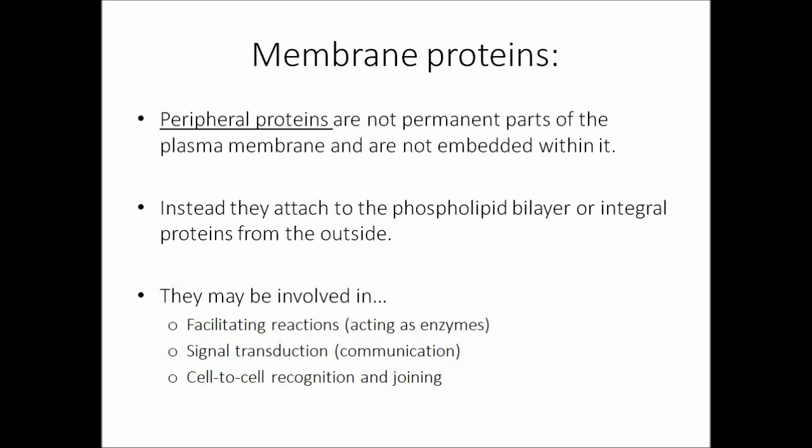Moving on to our next family of membrane-bound proteins, we've got these things that we can call peripheral proteins. And peripheral proteins, as opposed to our integral proteins, aren't actually permanent members of the plasma membrane, and they're not exactly embedded within it. So what we mean by that is they are actually external to the membrane itself, but they attach to other parts of the membrane bilayer, and we'll see this on the next diagram. Instead, we can say that they attach to the phospholipid bilayer or to integral membrane proteins on the inside. So we've got these integral membrane proteins in the plasma membrane and the phospholipids that make up the plasma membrane, and then we've got these peripheral proteins that exist and attach to it externally.